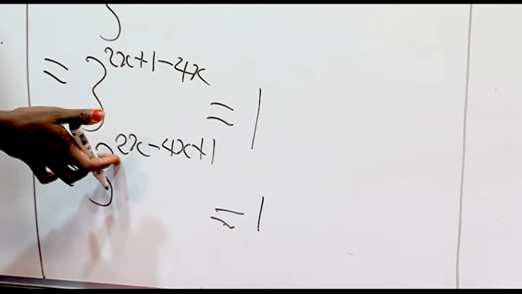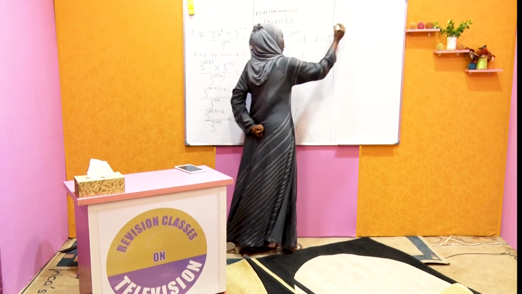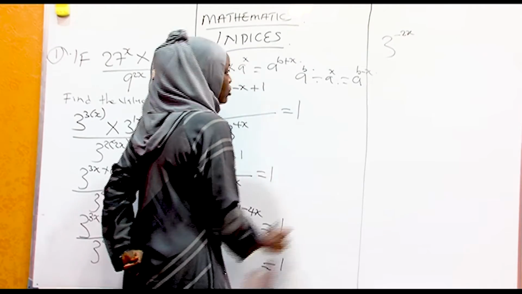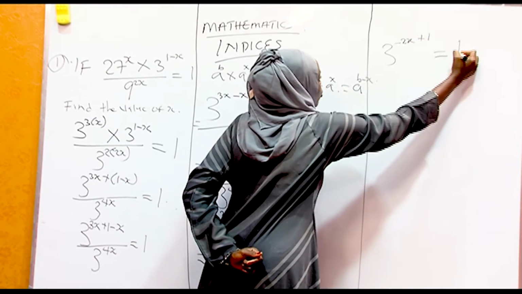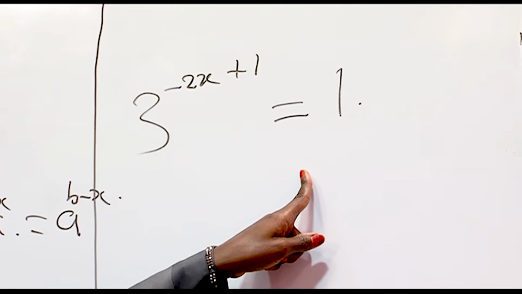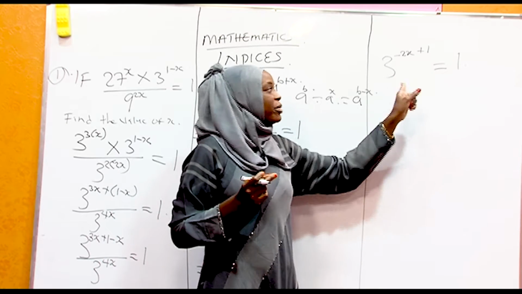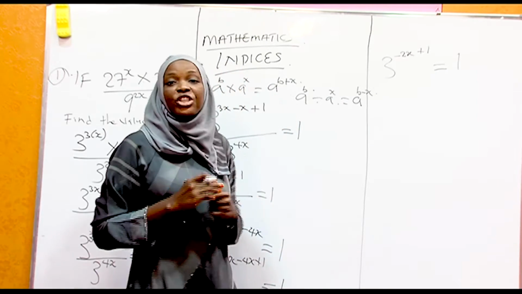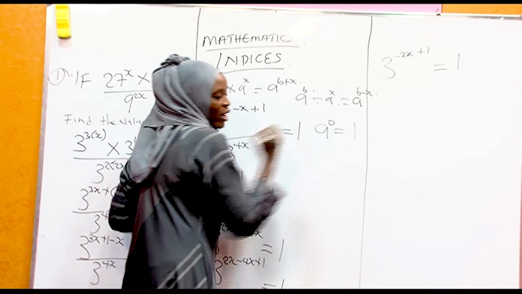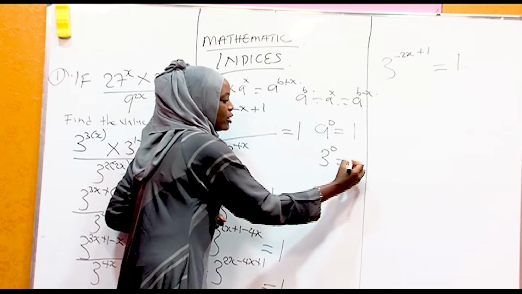That's 2x minus 4x, which will give minus 2x. Then you still have plus 1, all equals to 1. Now, looking at this, they are not in the same base. We'll also try to make them to be in the same base so we can evaluate. How do we make this one to be in base 3? This leads us to another law, the zero law, where any number raised to power 0 will give you 1. So this one, we can represent it as 3 raised to power 0 equals 1.